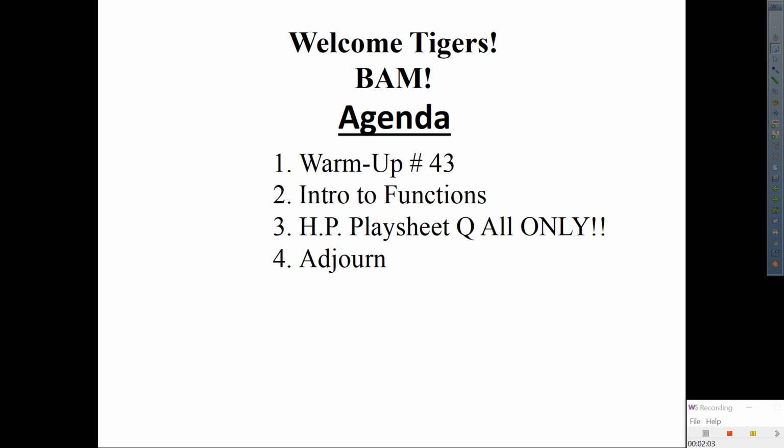And the play sheet cue, it's in Canvas. You go to the Intro to Functions module, and it's in there. Okay? And once again, stay focused, guys, because this is going to go pretty quick.